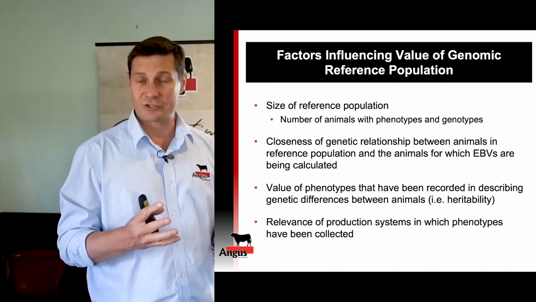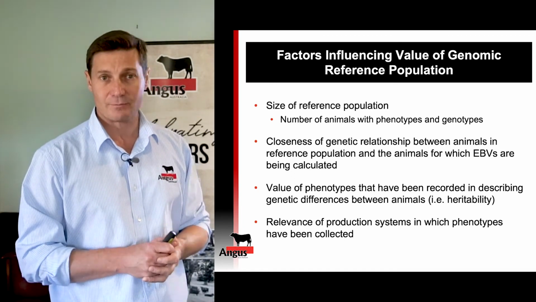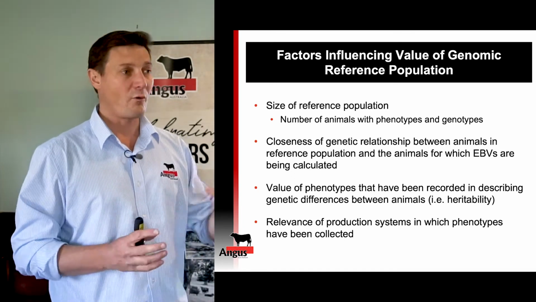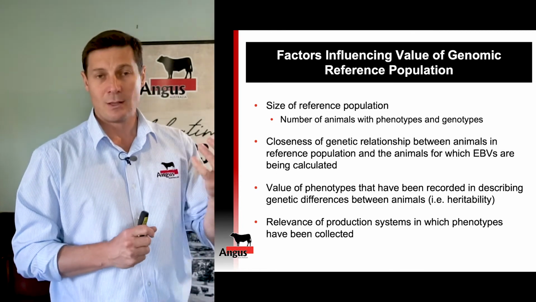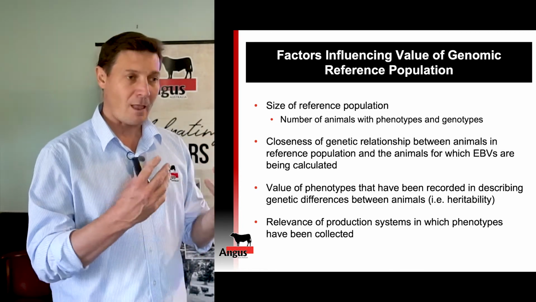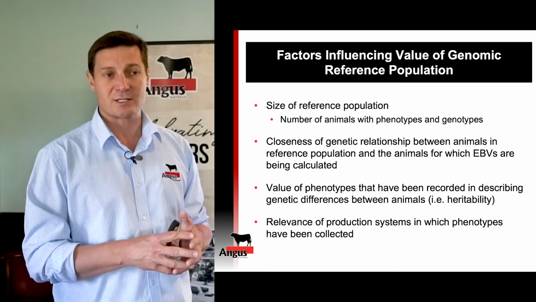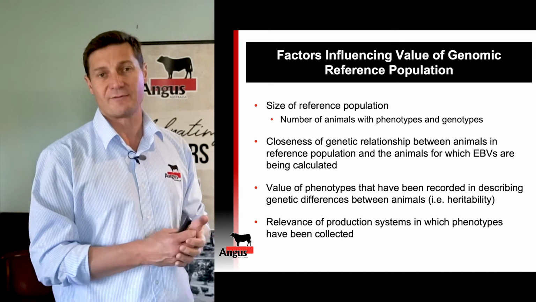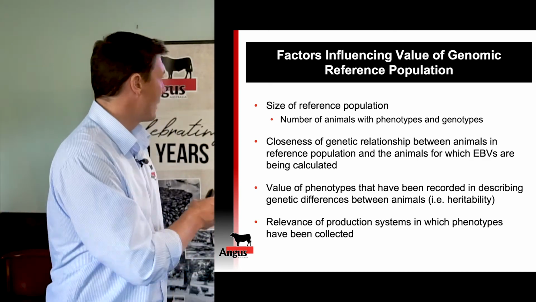Particularly if we look at genomics in Australia, whether we have an Australian reference population with Australian animals, or a North American reference population or a European reference population, or one from Great Britain, those animals will be more distantly related, and that genomic reference population will be of far less value and provide far less information in estimating the animal's genetic merit in Australia.